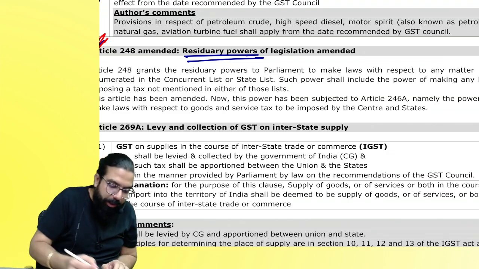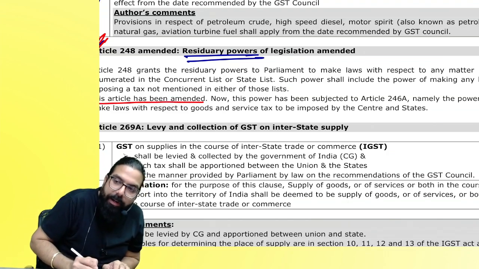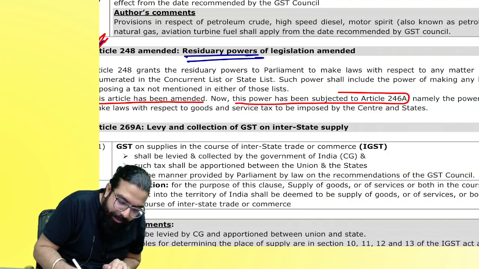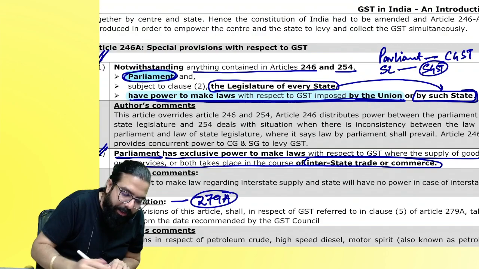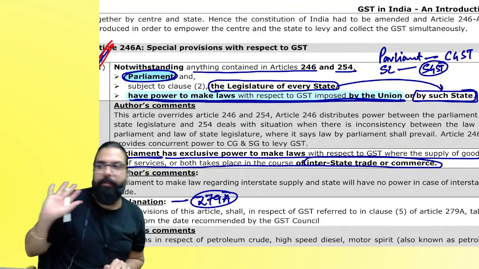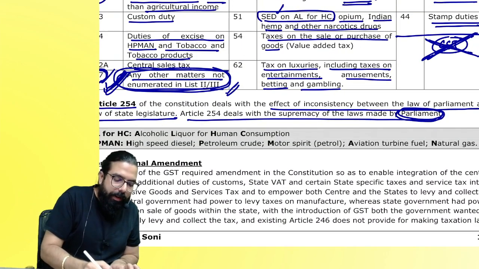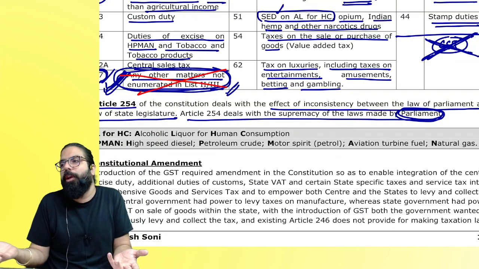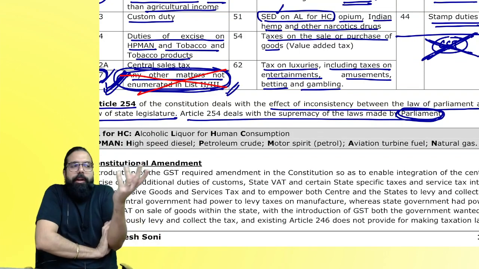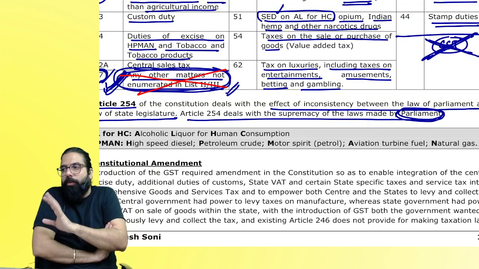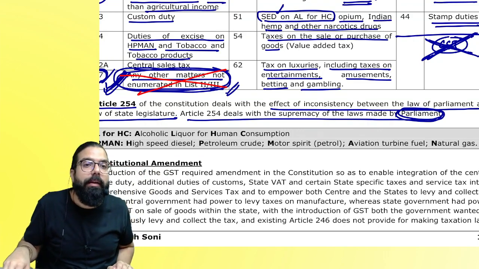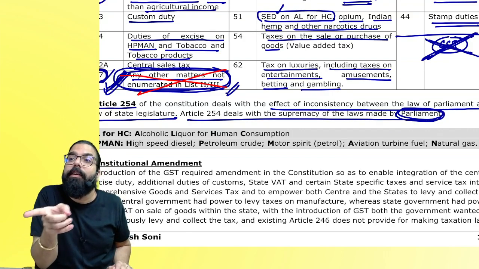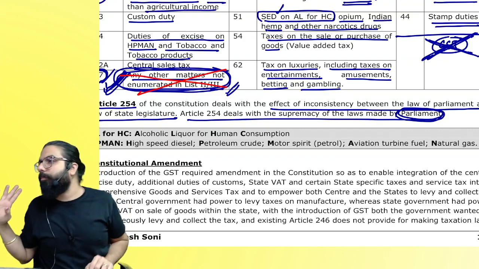They went ahead and told over here, this article has been amended. Now it says what, everyone? This power has been made subject to 246A, meaning whatever is told in 246A will prevail. They are telling now, central government cannot go ahead and say, if anything is not there in list number 2 and 3, GST is not there in list number 2 and 3, we'll make the law. You cannot do it. Why? Because the GST law will be made by whom? Parliament and state legislature together.